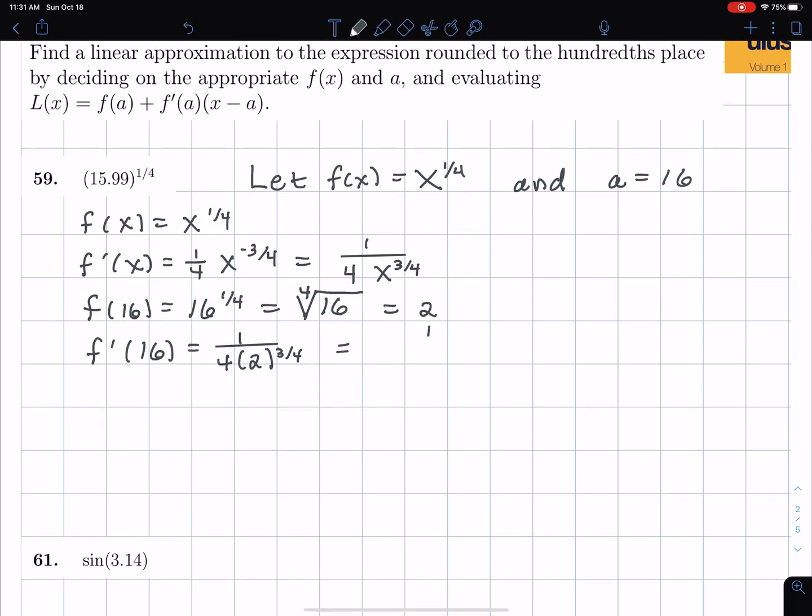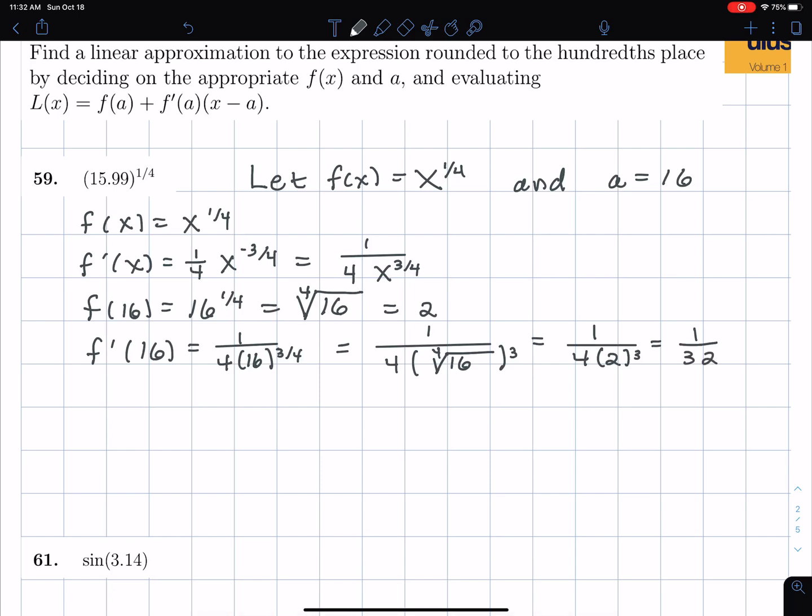So one way to look at this is that you take the, oh, sorry, I did that wrong. Over here, it's 16 to the 3/4. So 1/4, 16 to the 3/4. Okay, so you take the 4th root of 16, and then you raise that to the 3rd power. So you have 1/4, and then the 4th root of 16 is 2, and so that's going to give 1/4 times 8, which is 1/32.